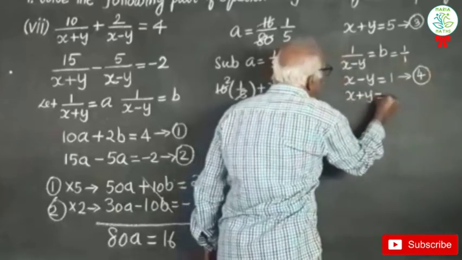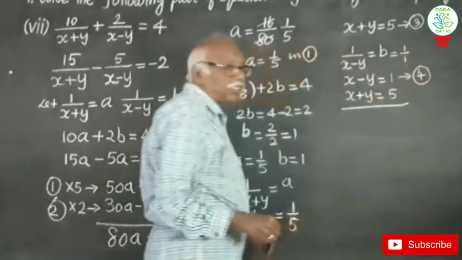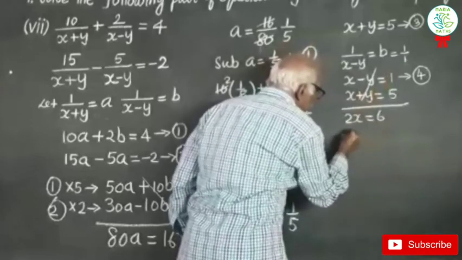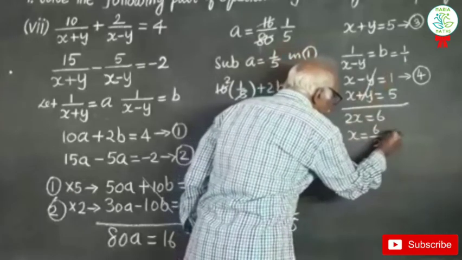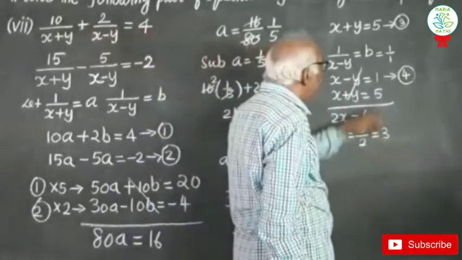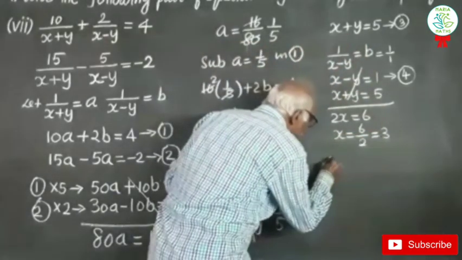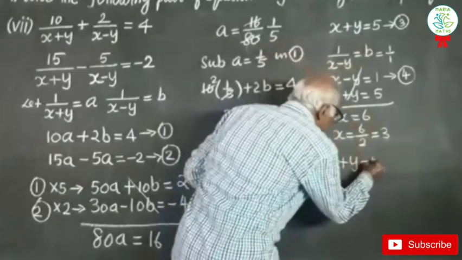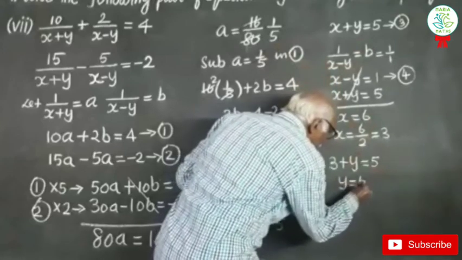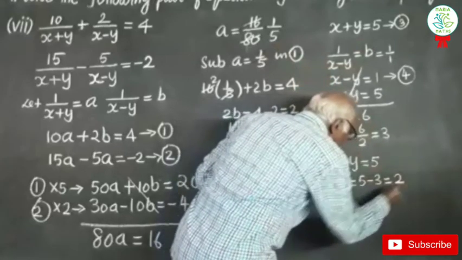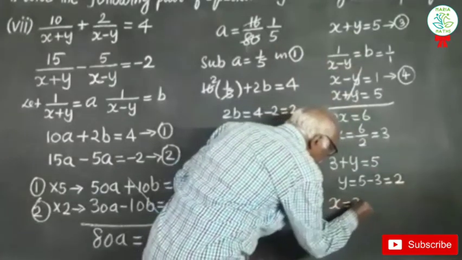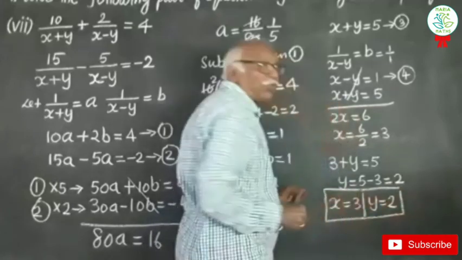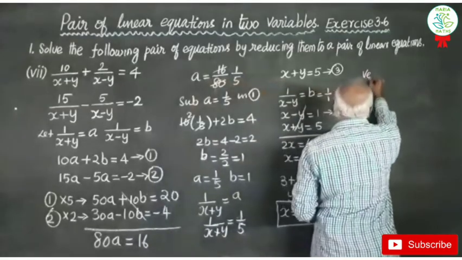Now solving 3 and 4. x plus y equal to 5. Now plus y minus y cancel. 2x is equal to 6. x is equal to 6 by 2, 3. Put x is equal to 3 in 3. 3 plus y equal to 5. Therefore, y is equal to 5 minus 3, 2. Therefore, x is equal to 3, y is equal to 2 are the answers. Now we will verify. Verification.